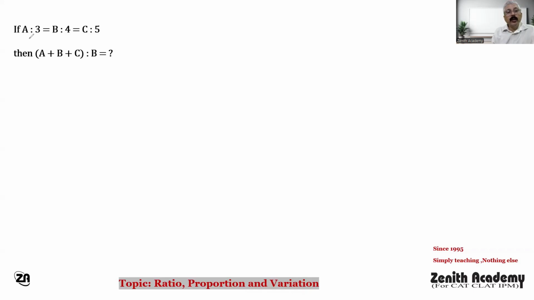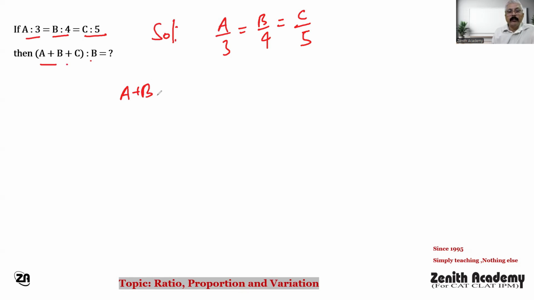If a is to 3 is equal to b is to 4 is equal to c is to 5, then find a plus b plus c is to b. Here a upon 3 is equal to b by 4 is equal to c by 5, and you are finding a plus b plus c.